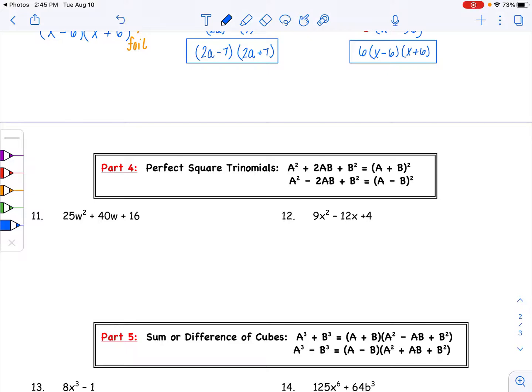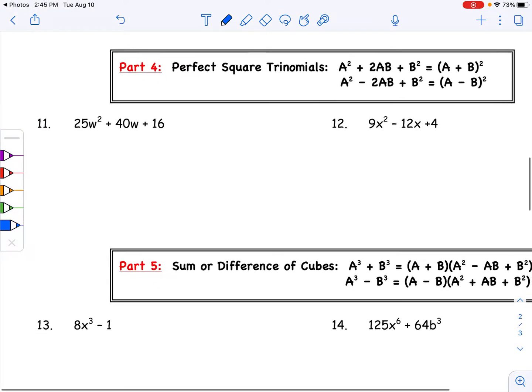Part 4, there is perfect square trinomials, another special case. These occur when your a squared plus 2ab plus b squared equals a plus b squared. Special case. So what I'm looking here is like, hey, is 25 a square? Well, yeah, it's really 5. So I can rewrite this as 5w squared.